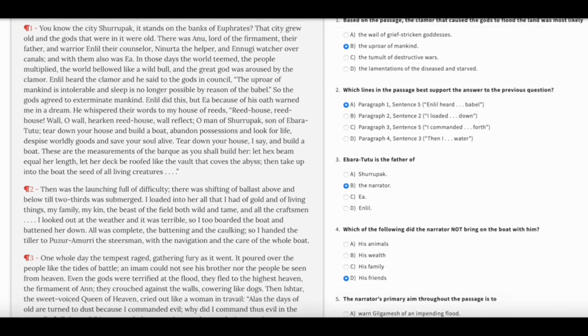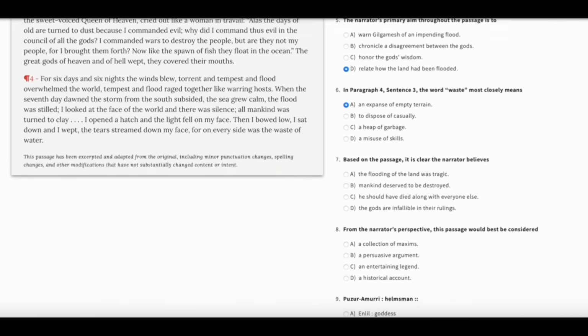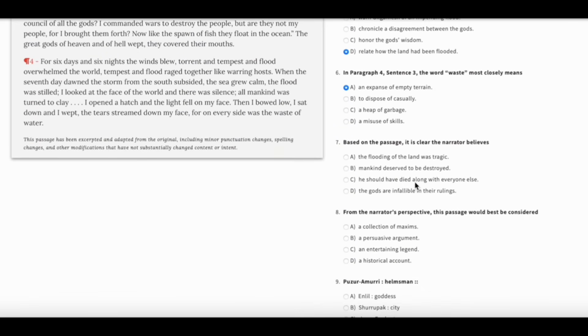No, not really. But we got evidence for it. Because if the gods are disagreeing with each other, then you don't even have to go there, right? Do we have any evidence the narrator believes all the gods are infallible in their rulings? No, I don't see anything. The answer is no, right? And we can stop there. But we do have evidence for A, and it's the right answer. Does that make sense? Yeah.